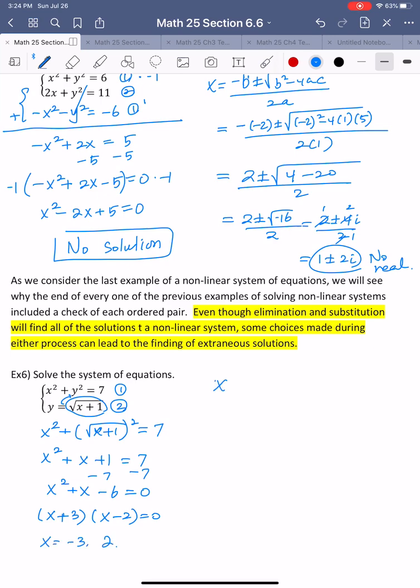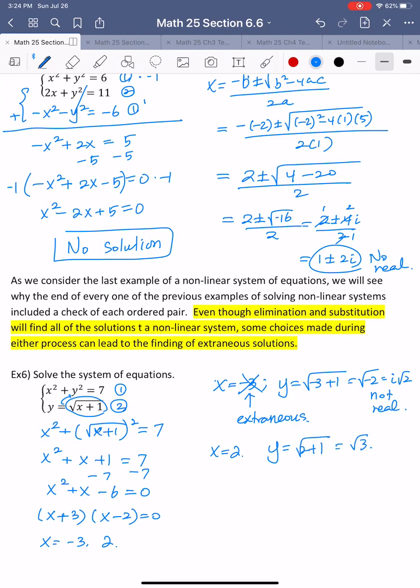So plug it in. x equal to negative 3, and then plug it in, y equal to radical of negative 3 plus 1, which is radical negative 2, which is not real. It's an i radical 2, right? It's not real. So even though we have x, y is not real, so we have to throw out the negative 3, which we call extraneous. And then x equal to 2. So y equals radical of 2 plus 1, and then radical 3. Radical 3 is an irrational number, which is a real number. So we have the solution of 2 and radical 3, which makes a one solution case. All right.